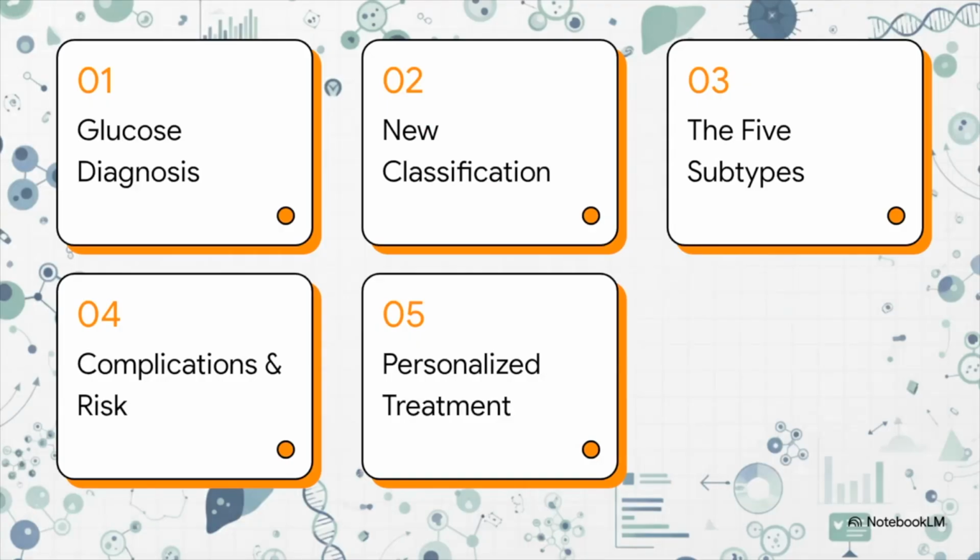So, here's our game plan. First, we'll quickly touch on the limitations of our current view. Then, we'll dive into the breakthrough classification system and the 5 distinct subtypes it identifies. Most importantly, we're going to connect these subtypes to specific complication risks, and then wrap up by talking about what this all means for personalized treatment right in the clinic.